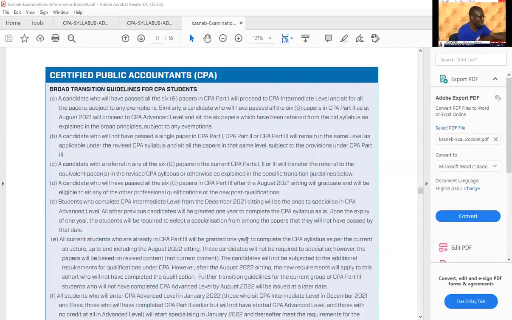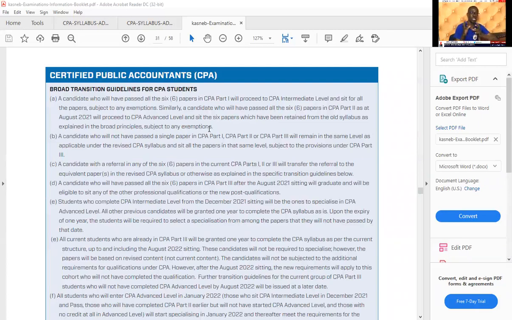So at this point, number one, on transition, we are saying that a candidate who will have passed all the 6 papers in CPA 1 will proceed to CPA intermediate level and sit for all the papers, subject to any exemptions. Similarly, a candidate who will have passed all the 6 papers in CPA Part 2 as of August 2021 will proceed to advanced level and sit 6 papers which have been retained from the old syllabus, as explained in the broad principles, subject to any exemptions. So let me explain this point according to the way I have understood it.